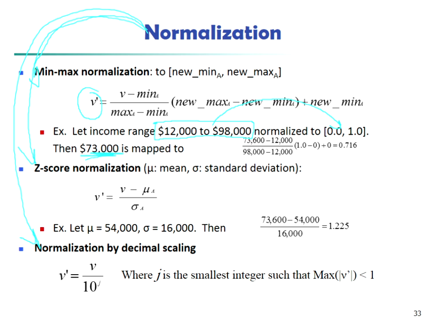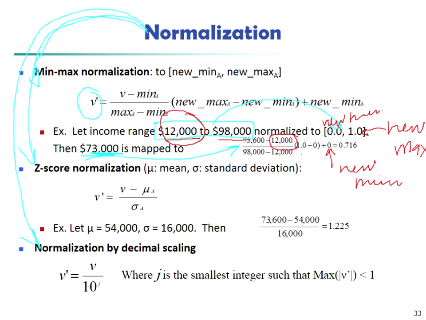So for example, this value will be the same value minus the min. The min in our case is 12,000. Okay, divided by the max minus the min, multiplied by the new max, 1, minus the new min, 0, plus the new min, 0. So we will obtain 0.716. So the first value, 73,000, will be mapped to 0.716. So it's clear how we can calculate a new value using min-max normalization.